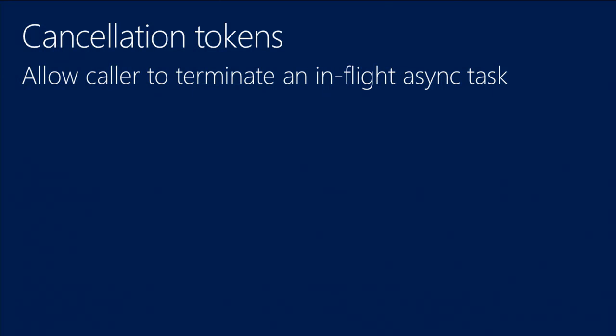Async has a built-in mechanism to deal with this. They're called cancellation tokens. This allows a caller to pass in a token, and at any point the caller can mark the token as cancelled, at which point the asynchronous code should pick that up and terminate itself. This includes in-flight asynchronous tasks. So if I'm running a database query, I should be able to just terminate the query at that point.